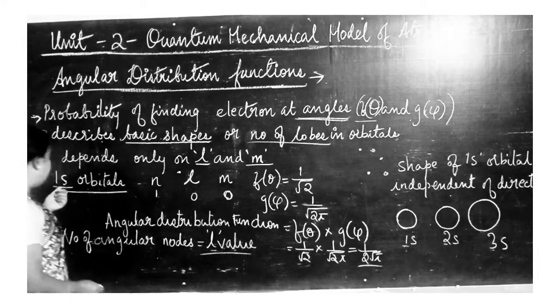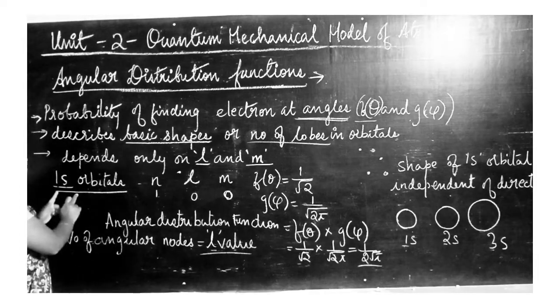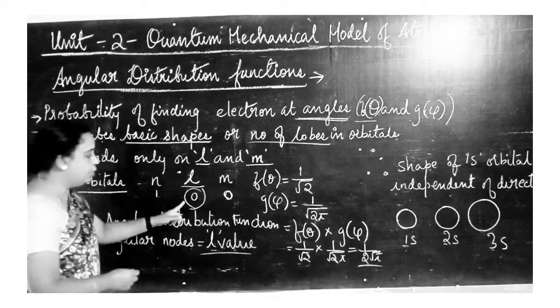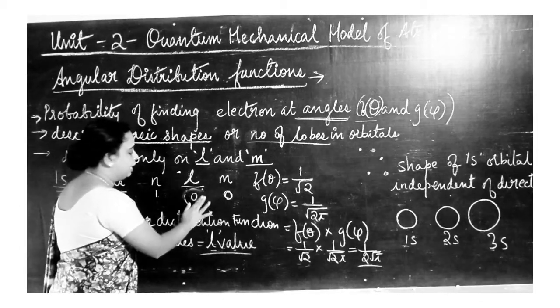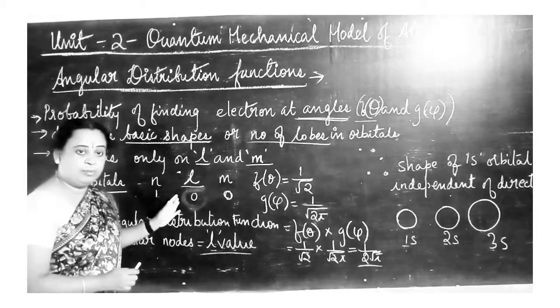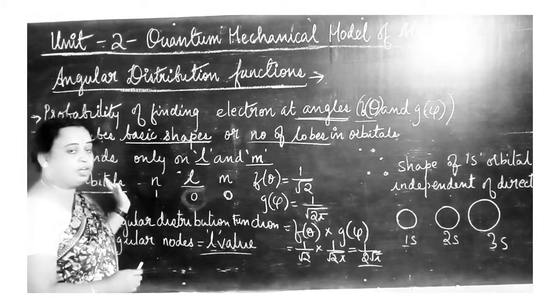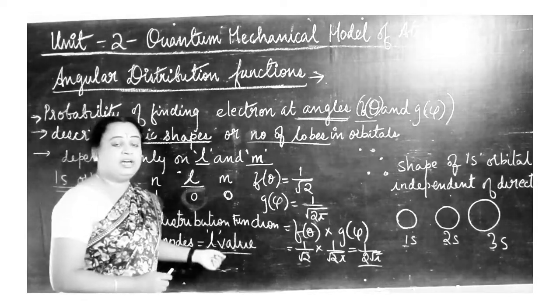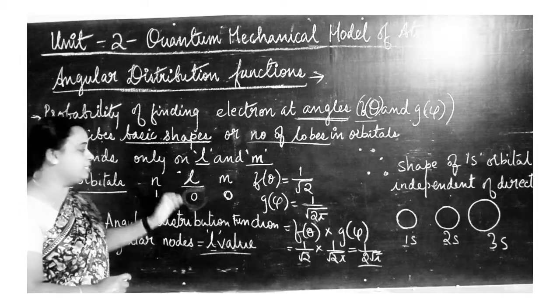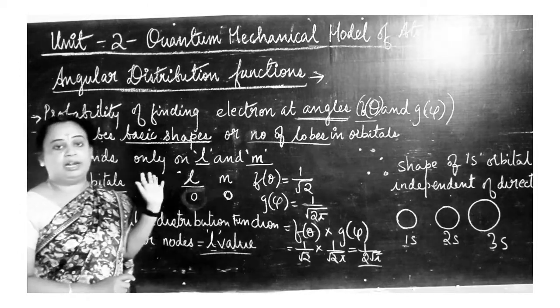So in the 1s orbital, what is the value of L? L is equal to 0. L is your azimuthal quantum number, so it is equal to 0 in the 1s orbital. That means there are no angular nodes in this 1s orbital.